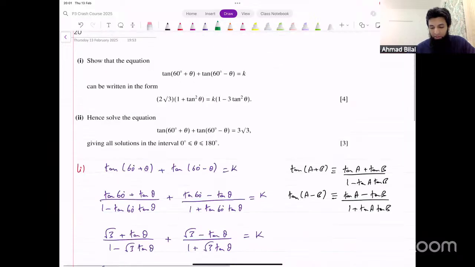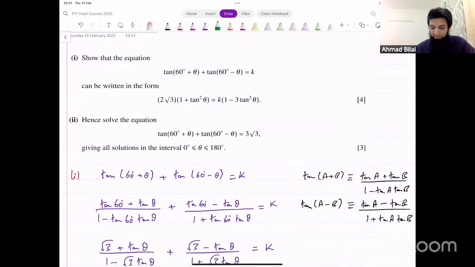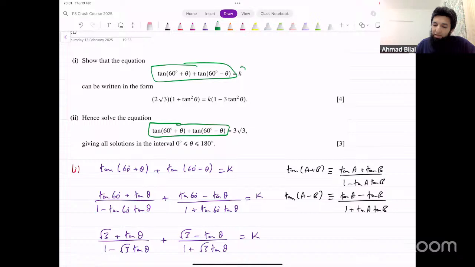Now it says, hence solve this equation, giving all solutions in this interval. Okay, hence means we have to use the previous part somehow. Now, how is it similar to the previous part? We have tan of 60 plus theta plus tan of 60 minus theta. We had the same thing here. On the other side, it was k earlier. Now it is 3 under root 3.